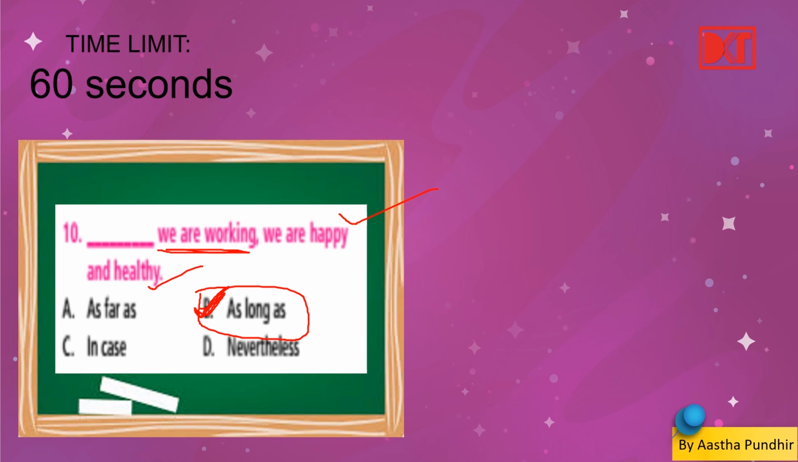Alright. Then we have as far as, which also can be used in similar ways to as long as, but for providing a certain condition. Okay, as far as this happens, this will be bound to happen, like that. Then in case also can be used for a certain condition. Nevertheless means notwithstanding. When we have to give statement 1, notwithstanding statement 2, that's when we use nevertheless. Alright, so with this we finish off with our questions on conjunctions. I hope you have understood them all.